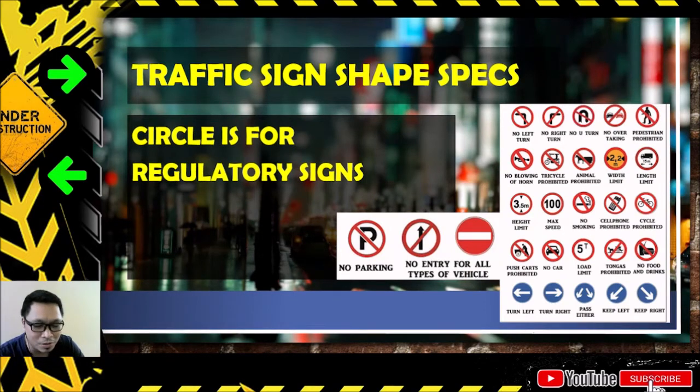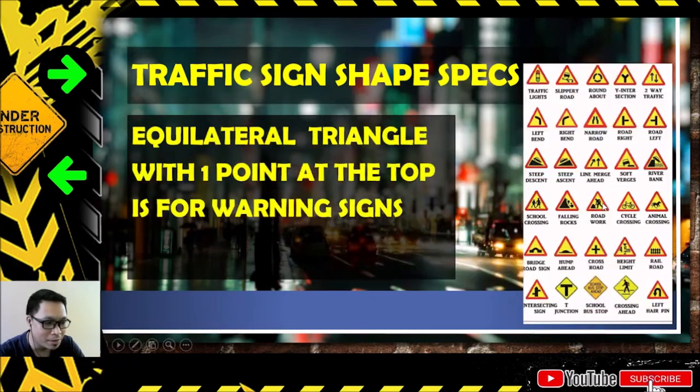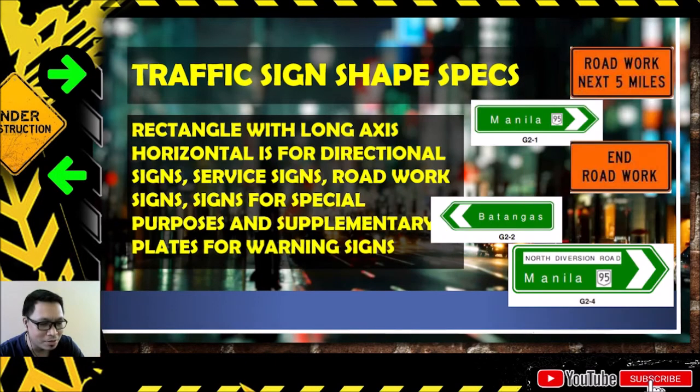These are the following examples. Next, we have the equilateral triangle with one point at the top, which is different from the giveway sign. The giveway sign is reversed, or inverted, while in this one the base is at the bottom. This type of shape is intended for warning signs. Then we have the rectangle with long axis horizontal, for directional signs, service signs, roadwork signs, signs for special purposes, and supplementary plates for warning signs.